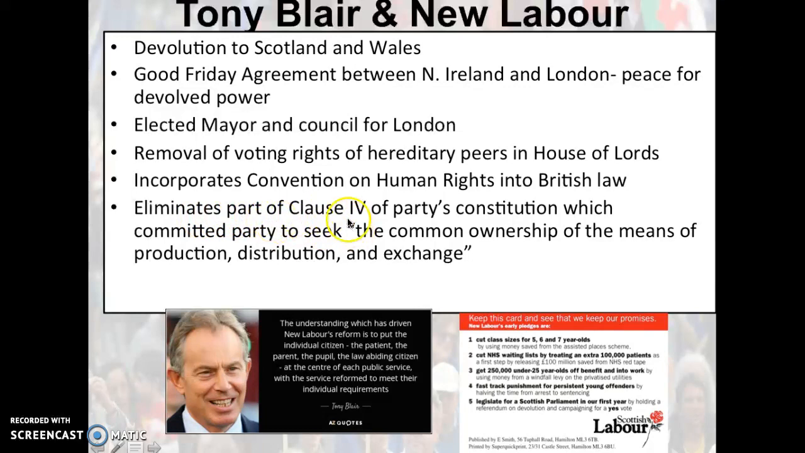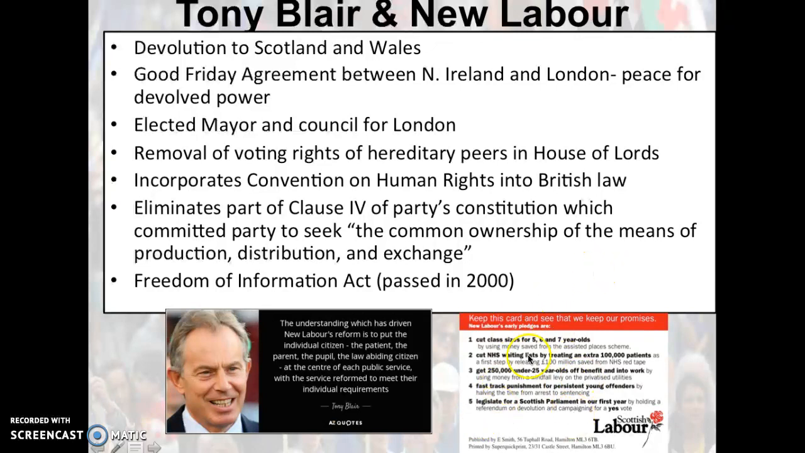He gets rid of Clause 4 of the Labour Party's constitution, which says that the Labour Party is going to be socialist, and separates that idea of socialism from the Labour Party. And he passed the Freedom of Information Act in 2000.